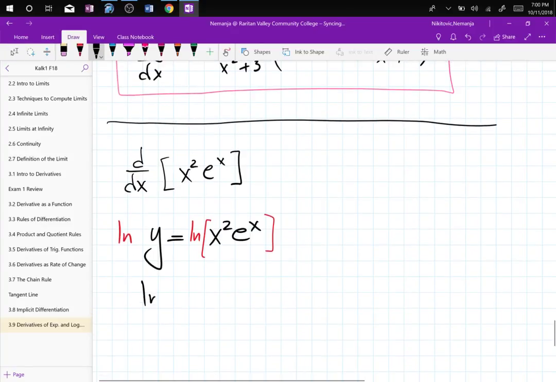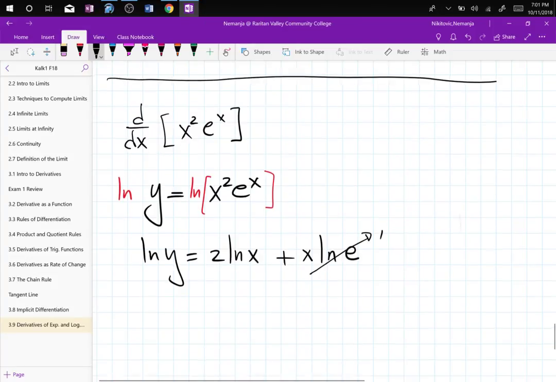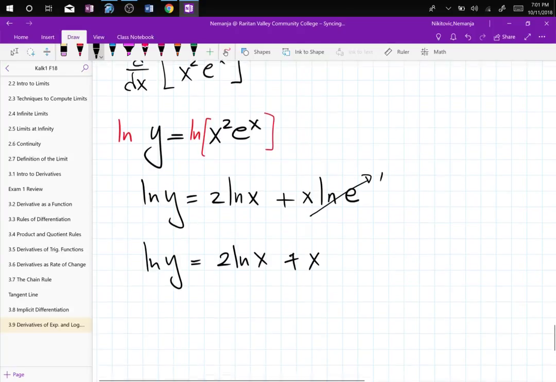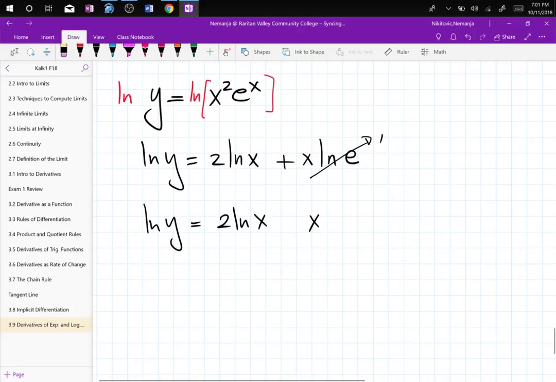So we have ln y is equal to ln x, and then 2 in front, plus, and here is the ln e. X is the exponent, goes in front, and ln e is 1. So that's the little bit tricky part there that doesn't work in a pattern like the others if e to the x pops up, because now you don't have the ln derivative there, you just have x.